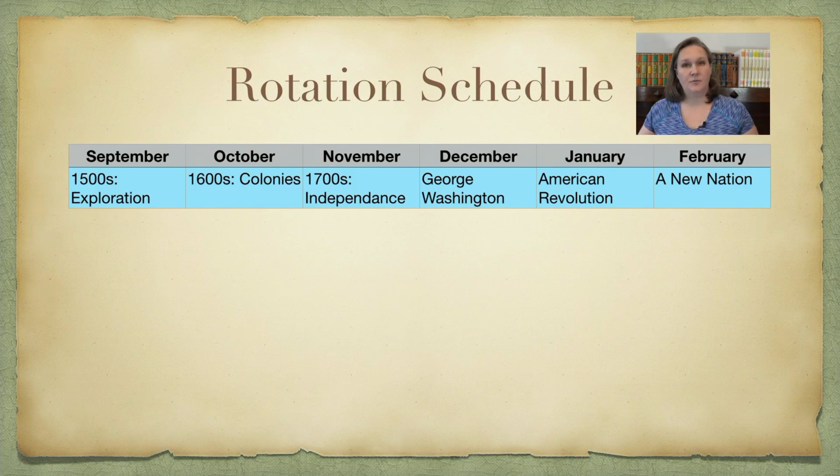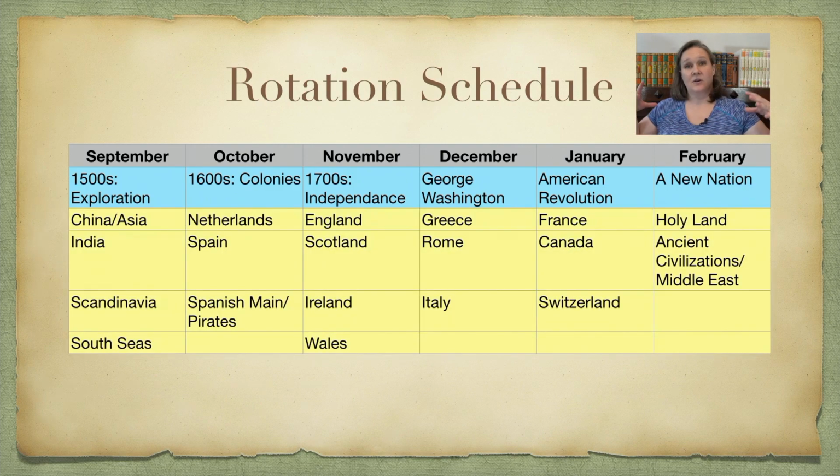It goes all through the whole year, but I'm just showing a couple of months here so you can see the pattern. American history has been broken down into 12 different sections of time. You've got exploration and the colonies, independence, George Washington, the American Revolution, a new nation, Abraham Lincoln, and modern America. It's just the history of the United States from the very beginning all the way till now, broken down into 12 segments.